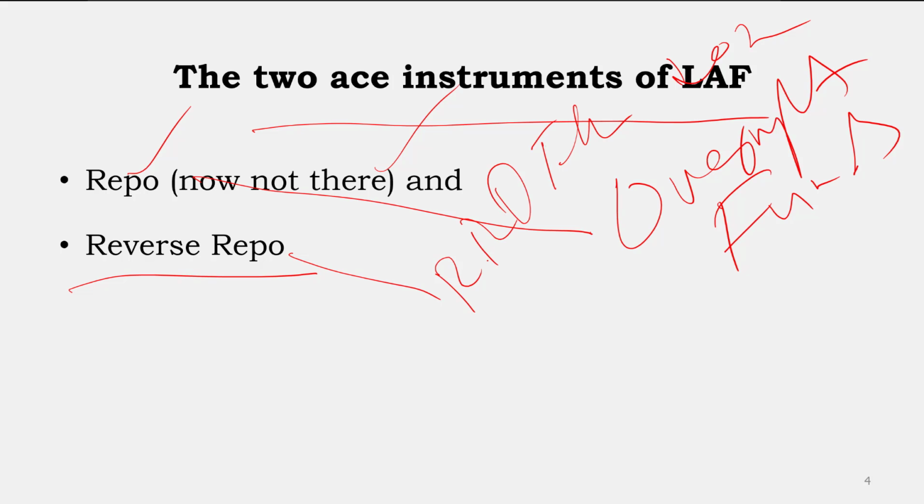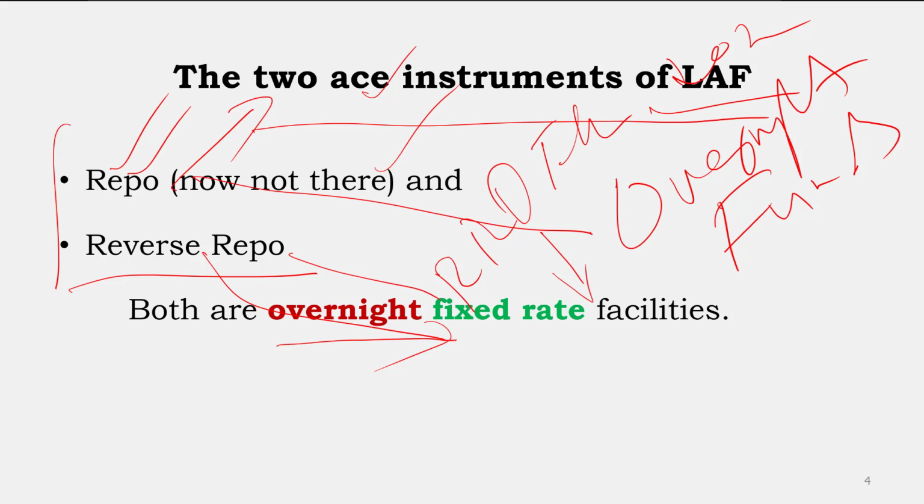Here the RBI takes one-day deposits from the banks, and in this situation understandably there will be a lot of excess funds or liquidity with the banking system. Both are overnight facilities and fixed rate facilities. Because the repo rate is fixed, the reverse repo rate is also fixed. We call them overnight facilities, or overnight fixed rate repo and overnight fixed rate reverse repo.